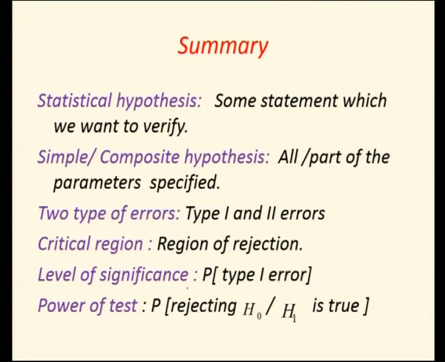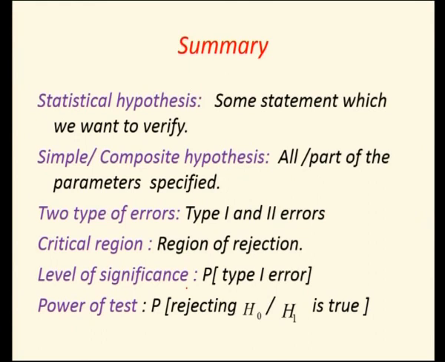In today's class, we have learnt the following definitions, that is, statistical hypothesis. I have said that a statistical hypothesis is some statement or assertion which we want to verify. Next, we discussed simple and composite hypotheses. A simple hypothesis is a hypothesis which specifies all the parameters of the population. A composite hypothesis is one where the hypothesis is not completely defined.